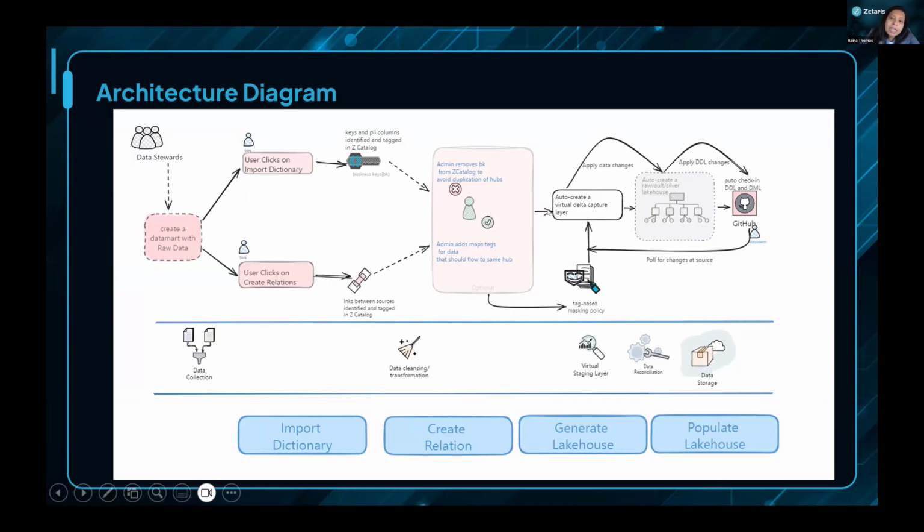Then we have the button to create the lakehouse. So when you click on the create lakehouse button, it'll automatically create a virtual data capture layer, and then it'll apply this tag-based masking policy. So in case you're executing with a non-admin ID, your data gets populated into the lakehouse with encrypted data. So you won't get to see the actual data in the lakehouse. That's the whole concept behind tagging PIIs and auto-generating that policy.